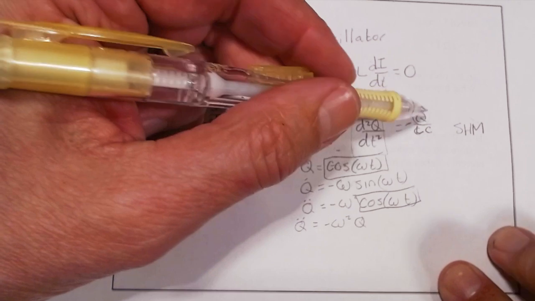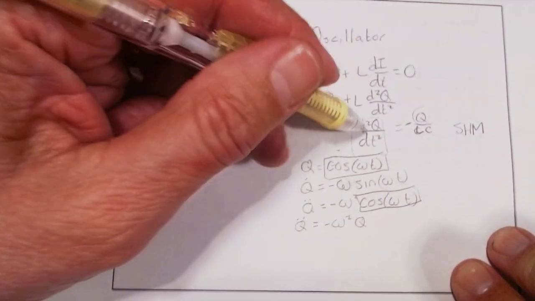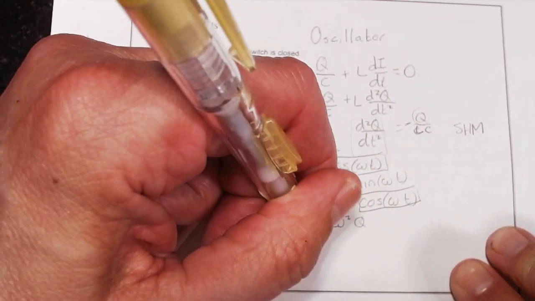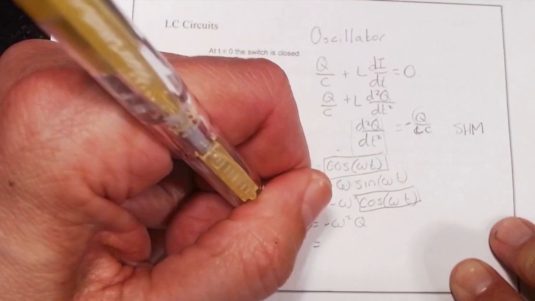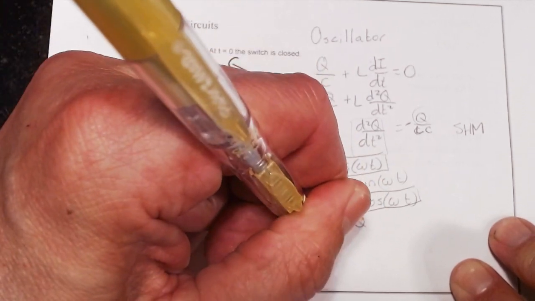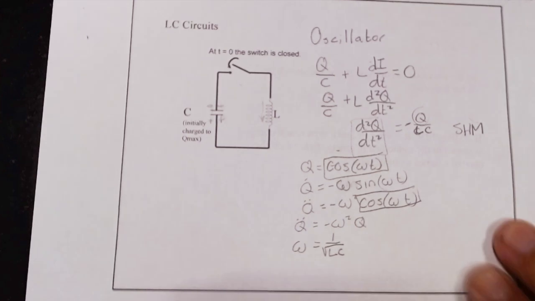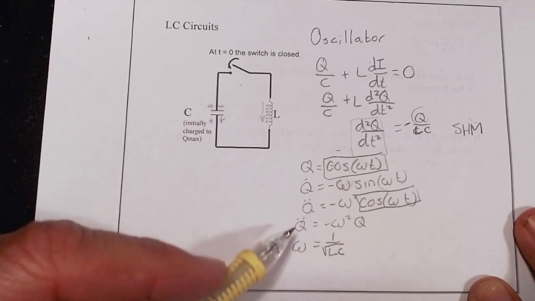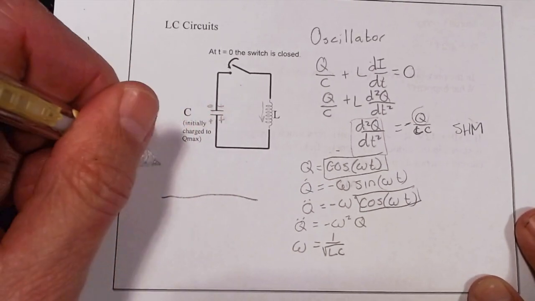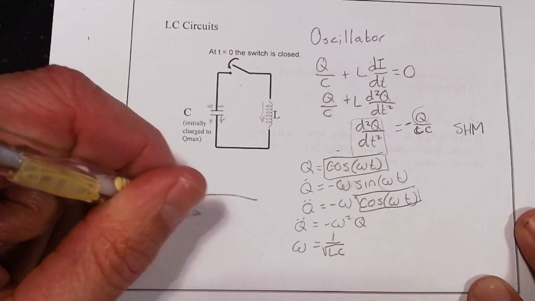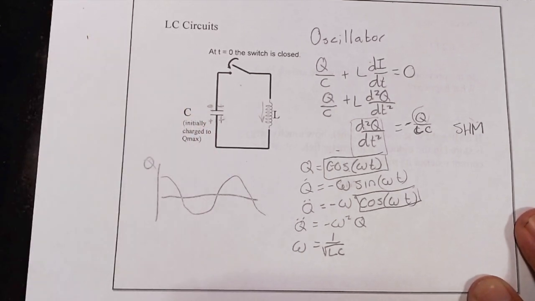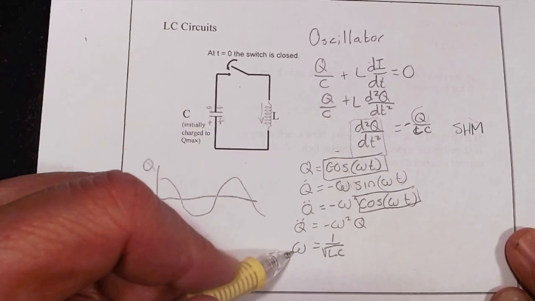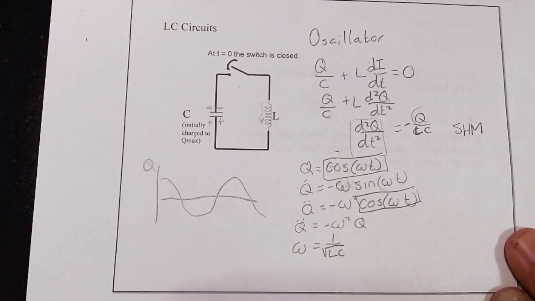Okay, so if we compare that, and I've changed notation, but this is Q double dot, there's Q. That means that omega squared is 1 over LC, so omega is 1 over the square root of LC. So what we've demonstrated is that this is going to oscillate back and forth. That charge is going to go like this, oscillating back and forth. Current will do likewise. That'll just be the derivative of this, with a frequency of 1 over the square root of LC.